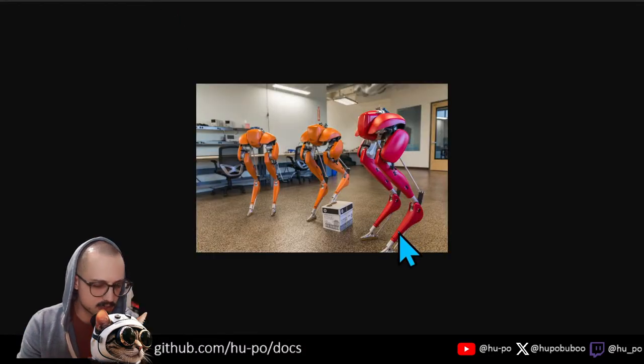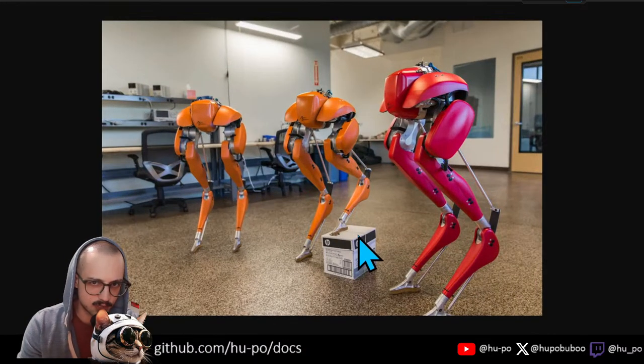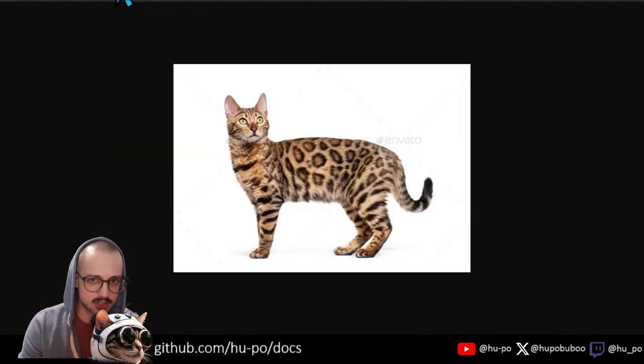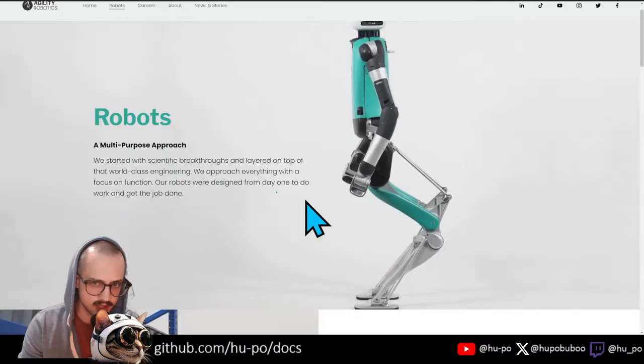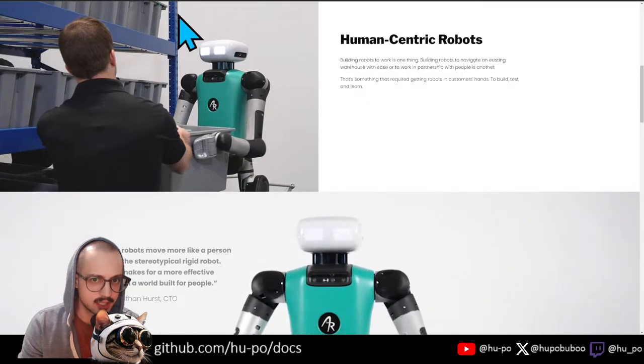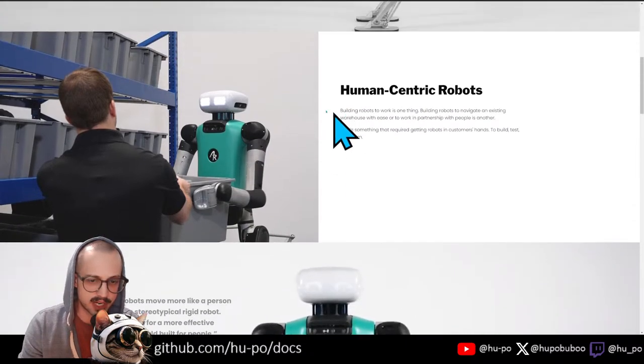Agility Robotics started with these. These were the Cassie robots that they made. I think this is how they got their seed and their early money that they raised. But here they had this same kind of chicken leg design. I'm sure there's a more formal name for that, but this backwards knee is what they're known for. So that's an easy way to tell if it's an Agility Robotics robot.